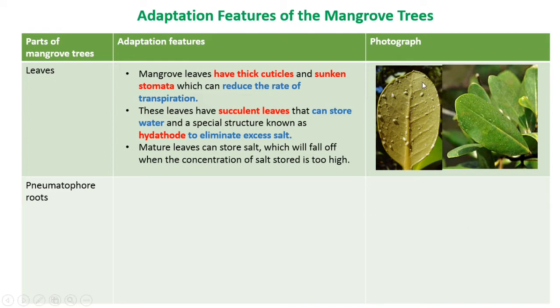This is the picture of a mangrove leaf. The mangrove leaf has a thick cuticle and the stomata are sunken to reduce the rate of transpiration, because the surrounding has very high light intensity. Succulent leaf means the leaf can store water, and the leaf also has hydathodes to eliminate the excess salt.